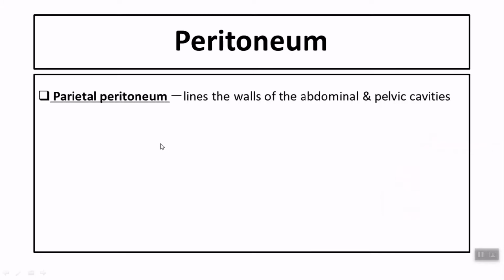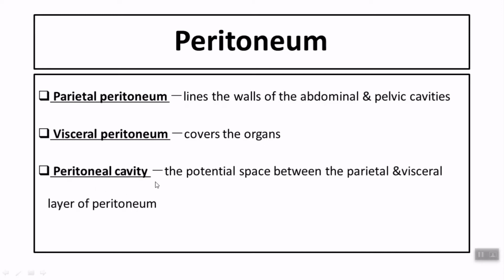Peritoneum can be divided into two parts. Parietal peritoneum that lines the walls of the abdominal and pelvic cavities. Visceral peritoneum, from its name, it covers the viscera or the organs. And the peritoneal cavity is a potential space that lies between the parietal and visceral layers of peritoneum. This cavity contains a little amount of fluid which is called the peritoneal fluid.